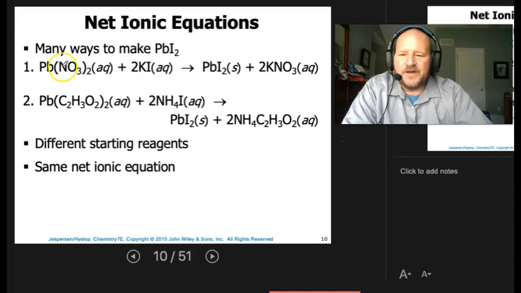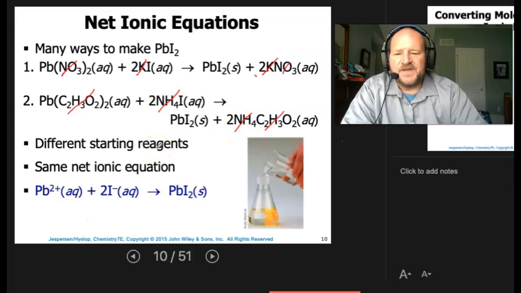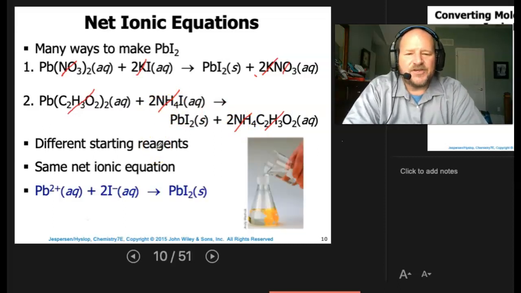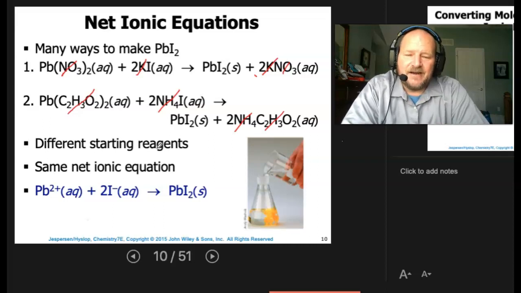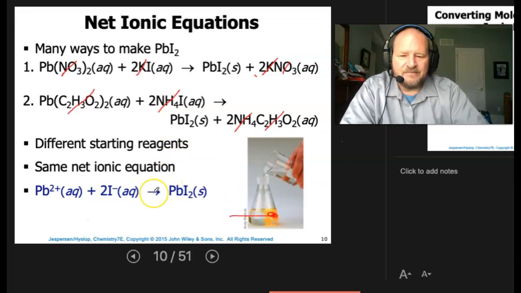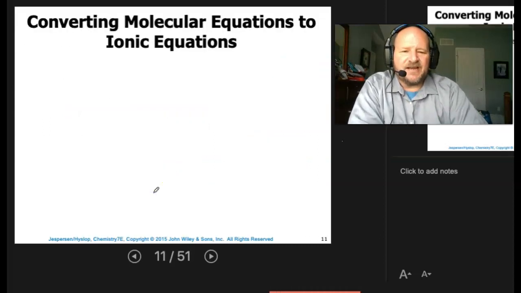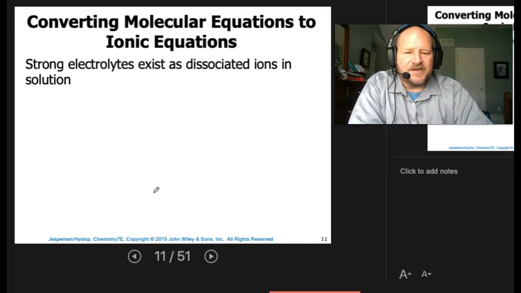Okay, in the first one, we know that the nitrate will cancel out with the nitrate. Potassium will cancel out with potassium. We're going to see that same thing in the second reaction. The acetates are going to cancel out, and the ammoniums are going to cancel out, which means we end up with the same equation, the same, I should say, net ionic equation. And if we mix those two reactions together, we see the same yellow solid. Okay, same yellow solid.